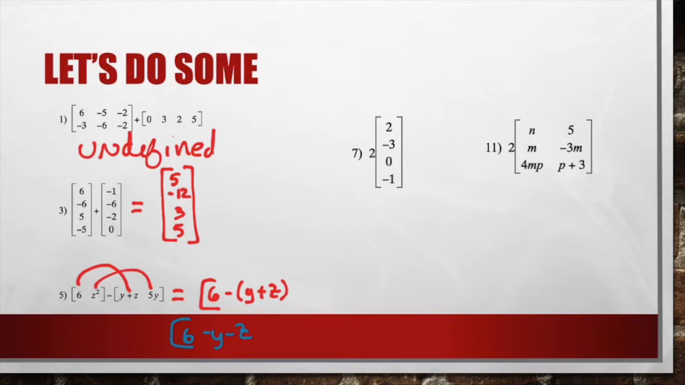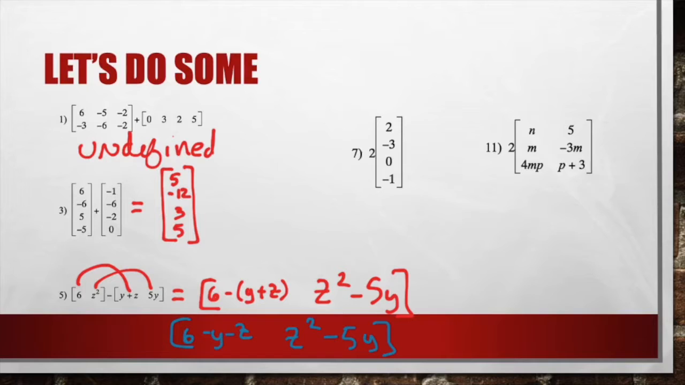The next one we have a z squared minus a 5y. And there is our new matrix. This one can be written also the z squared minus 5y. So we can write that answer. Just make sure you leave a space in there in between the two so we can see them.